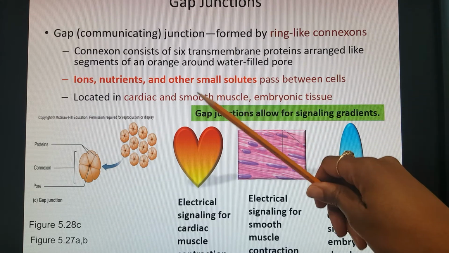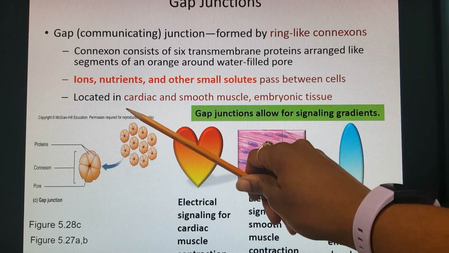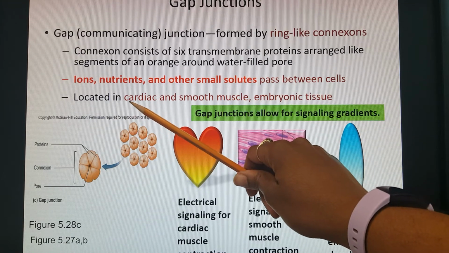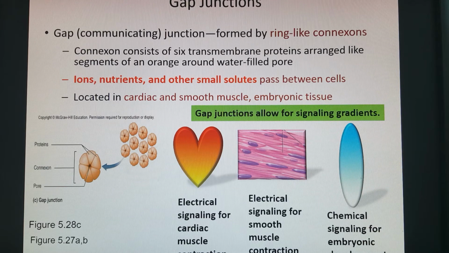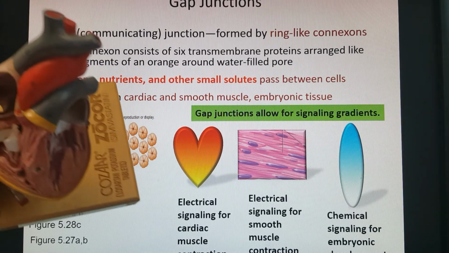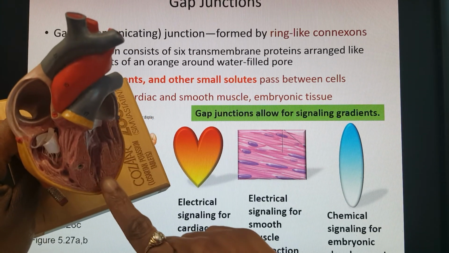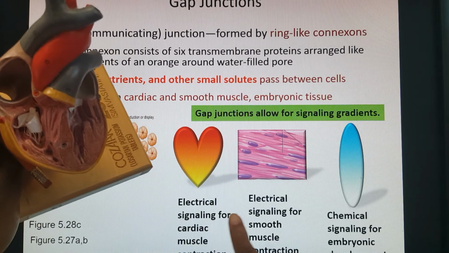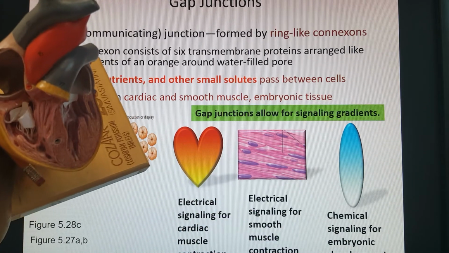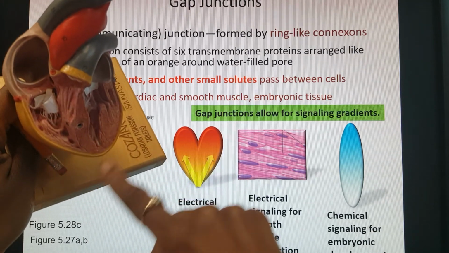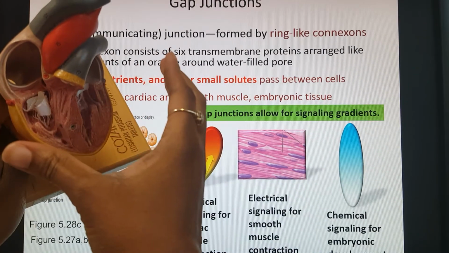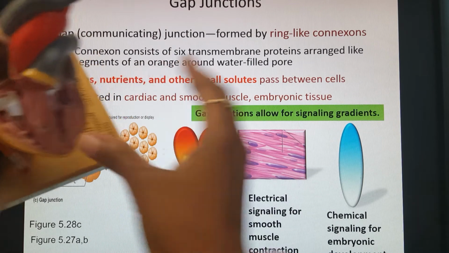These types of cell junctions are located in cardiac, smooth, and embryonic tissue. So, in our cardiac muscle, so even though that's a simplified heart, that signal is going to go from down here at the bottom where the apex is, so our little pointy portion of our heart, and move up our heart tissue in order to get the muscle to contract at the same time.